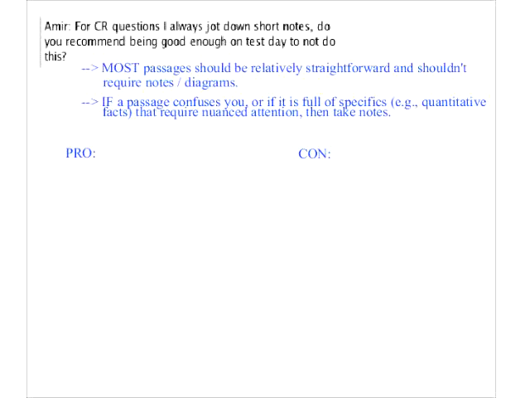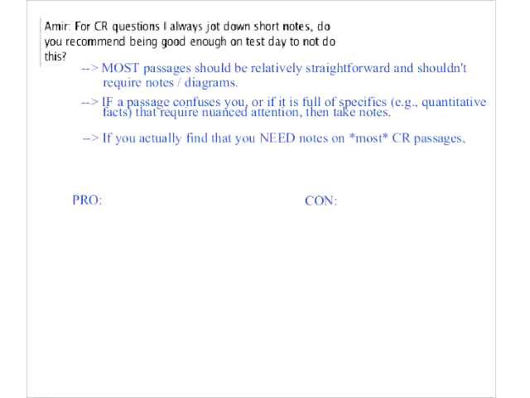But what I would say is if you actually have to take notes to understand most of these passages, then your comprehension of the general written English format is not where it should be for a test like this. If you find that you need notes on most critical reasoning passages, then you should probably take a break from the GMAT and improve your general ability to read and understand professionally written English.